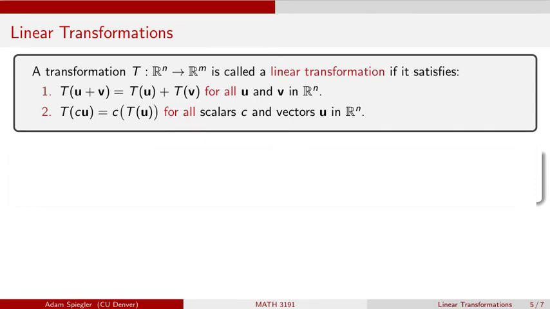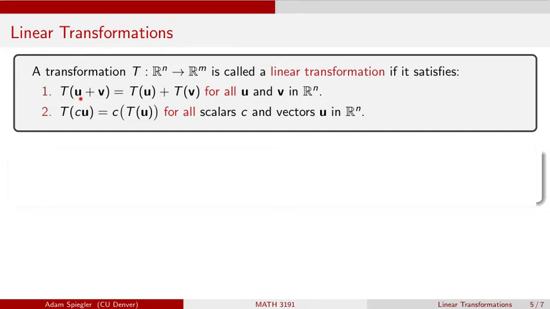Okay, so there are lots of transformations that we can define from one space into another space. Not all of them can be represented with matrices, but let's define a very special type of transformation T that maps from Rn into Rm. And so we're going to say that transformations T are called linear transformations if they satisfy two properties.